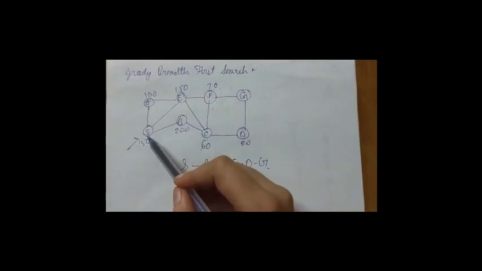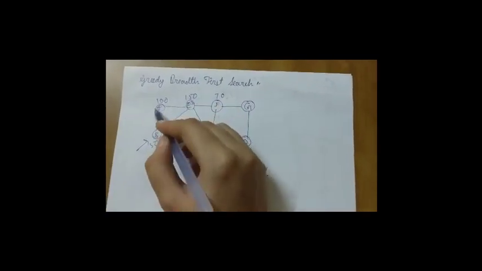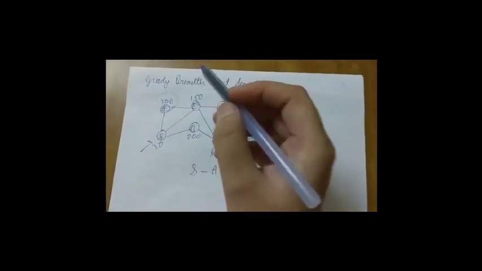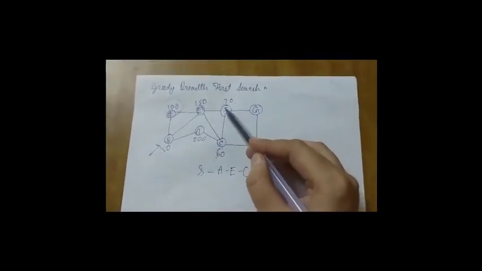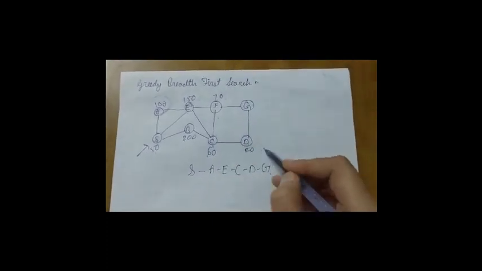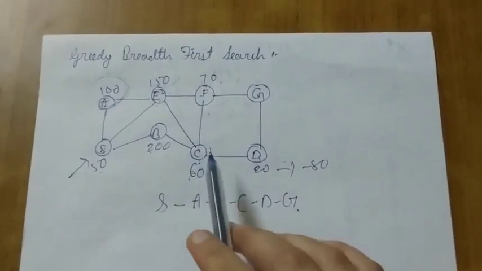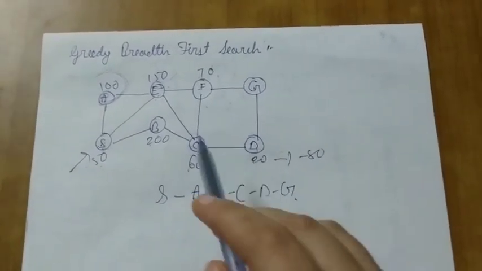Now pay attention to this path here. If it had selected E directly, it would cost only 150, but no, it first selected A and then E, so it added this 100 unnecessarily. Similarly, from E, if it directly went to G via F, it would cost only 70, but it went to C, D and G, so it cost 80. This point is the main disadvantage of this greedy BFS search.